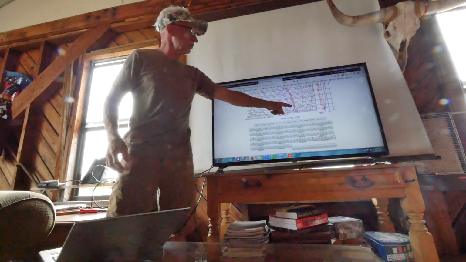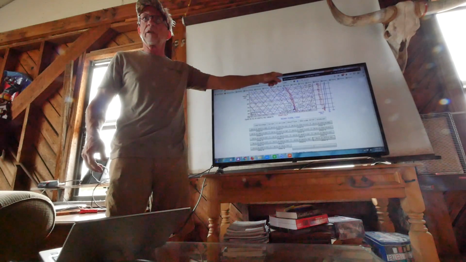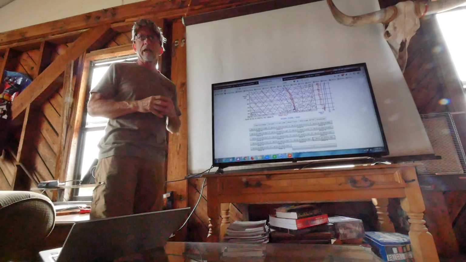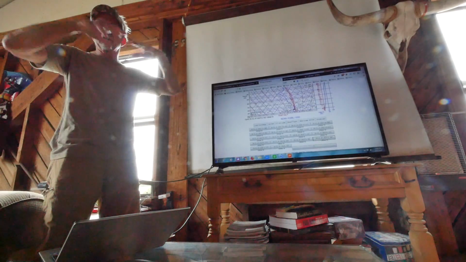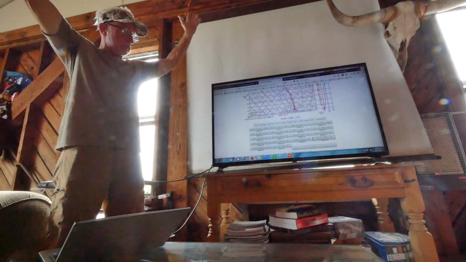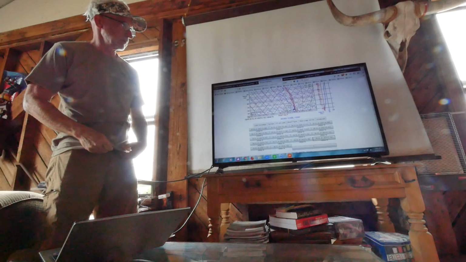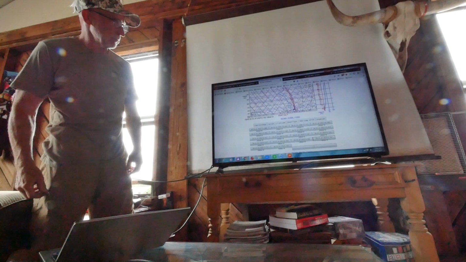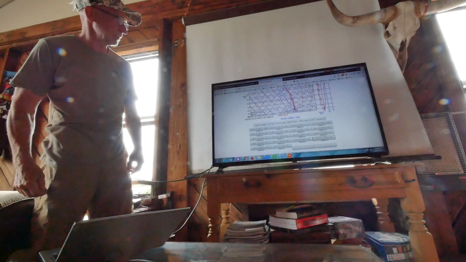So just this vertical development alone tells me there's going to be clouds everywhere. The air is so unstable that it's going to condense early and it's going to be massively tall. So that was at 2 o'clock.